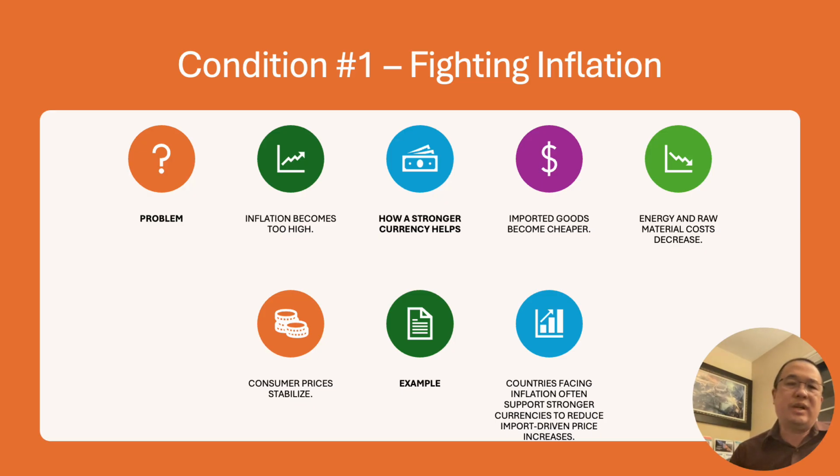Inflation is one of the most common reasons governments support a stronger currency. So, suppose oil prices rise. If the country's currency strengthens, imported oil becomes cheaper. Transportation costs fall. Production costs decline. The result is lower inflation. Countries often use exchange rate policy as one tool for stabilizing prices.